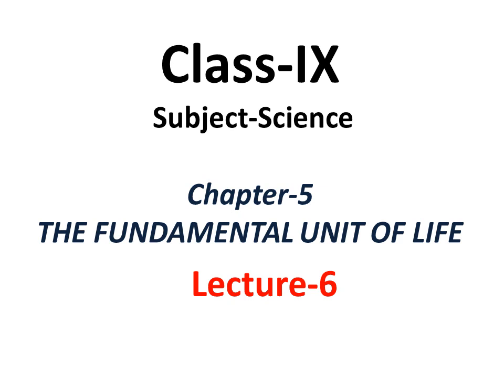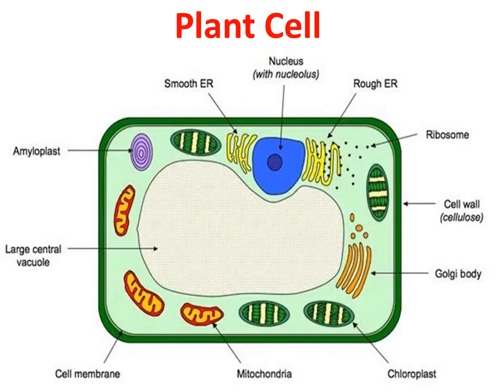Good morning, students. This is class 9, subject science, chapter 5, the fundamental unit of life, lecture number 6. In the previous lecture, I discussed various cell organelles like mitochondria, plastids, and vacuoles. This is the last topic of this chapter, that is plant cell and animal cell.